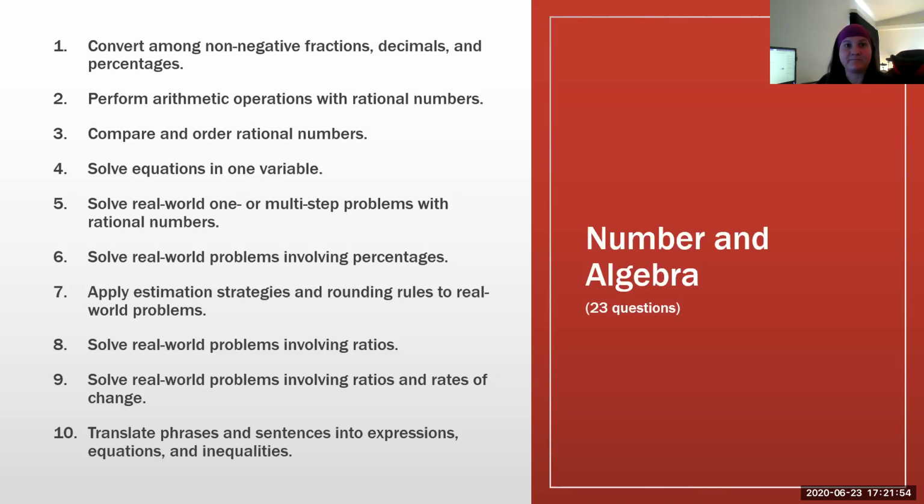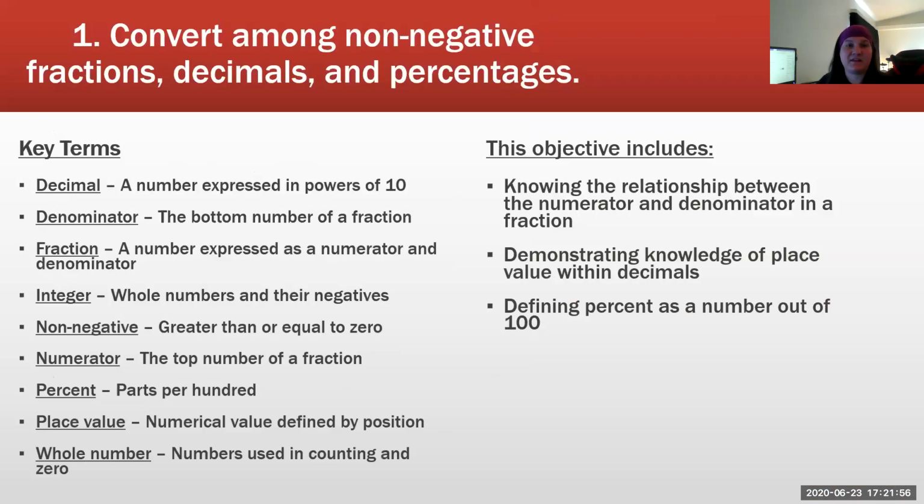So let's keep going. Convert among non-negative fractions, decimals, and percentages. A decimal is a number expressed in powers of 10. The denominator is the bottom number of a fraction. A fraction is a number expressed as a numerator and a denominator. An integer is a whole number and their negatives. Non-negatives is greater than or equal to 0. The numerator is the top number of a fraction. The percent is parts per 100. Place value is the numerical value defined by position. The whole numbers are numbers used in counting, and 0.